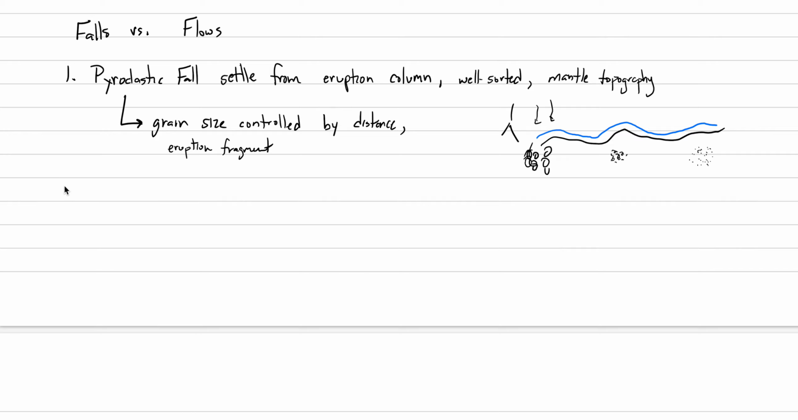Now, the other type of pyroclastic rock that can form is from a pyroclastic flow. Oh boy, that's not how you spell flow.